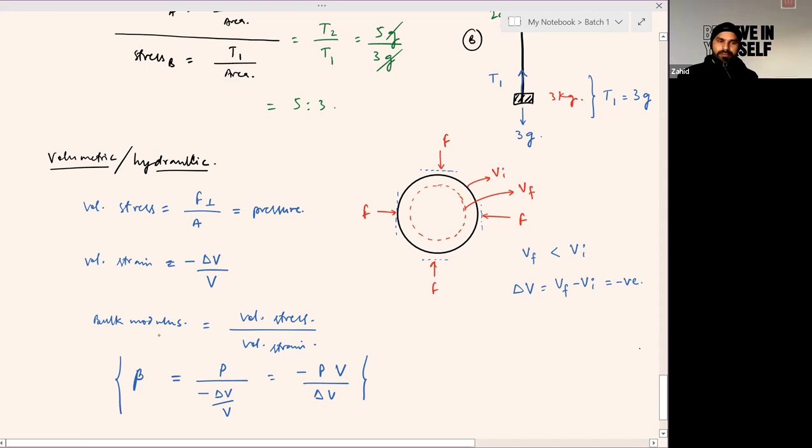Since this bulk modulus is defined along the volume of this object, and volume is defined for all different media, we can say that bulk modulus is defined for all media or bodies. This beta is also called elasticity or modulus of rigidity.